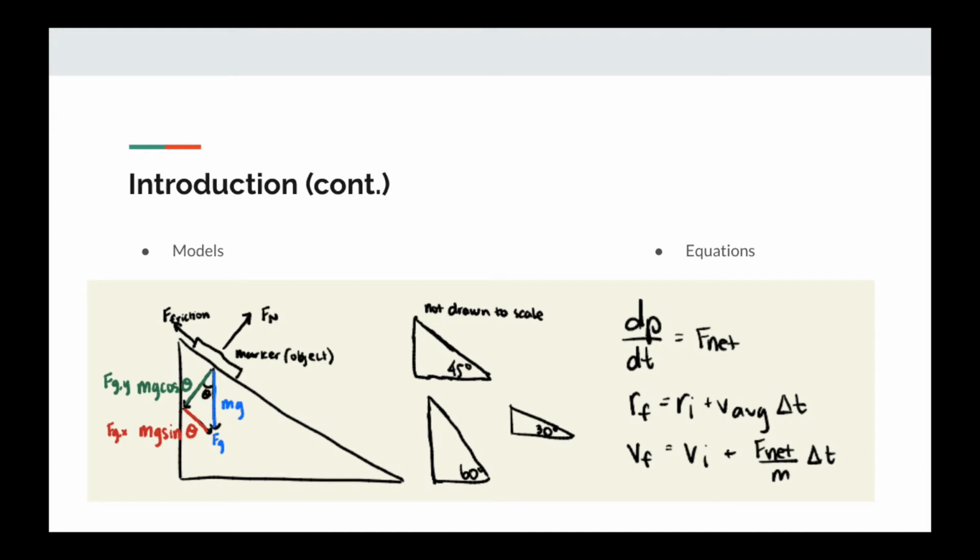On the left here, we see the applicable models to our lab, the 3 ramp angles we will be testing, and how we can break up a vector, namely that of force of gravity, into its x and y components respectively. Fg in the y direction equals mg cos theta, and Fg in the x direction equals mg sine theta. And on the right, we see the important equations that we will be implementing into our code. dp/dt equals F net, final position equals initial position plus average velocity times the change in time, or delta t, and final velocity equals initial velocity plus net force divided by mass times the change in time.